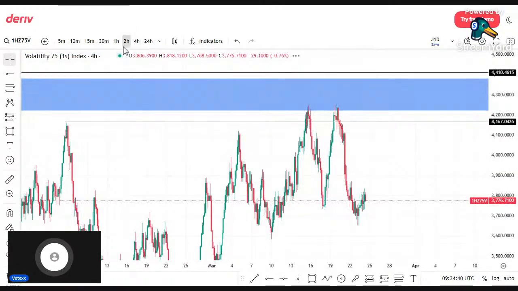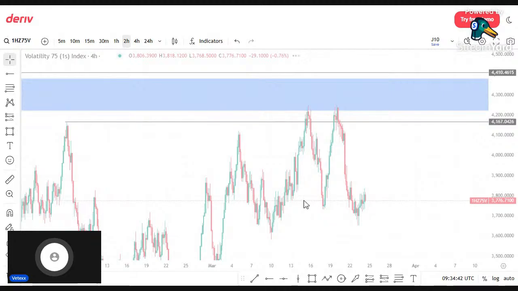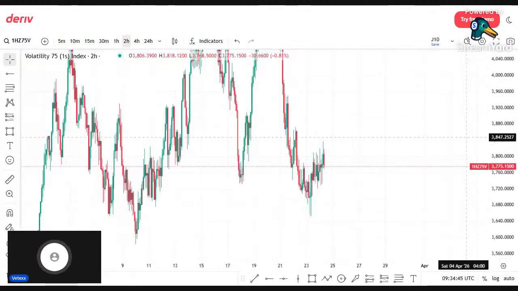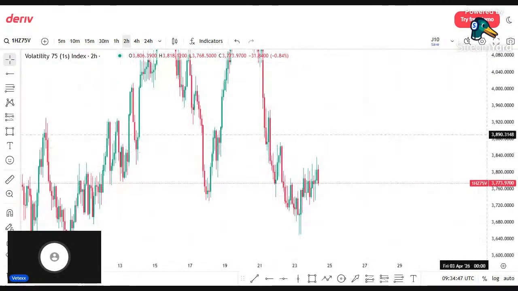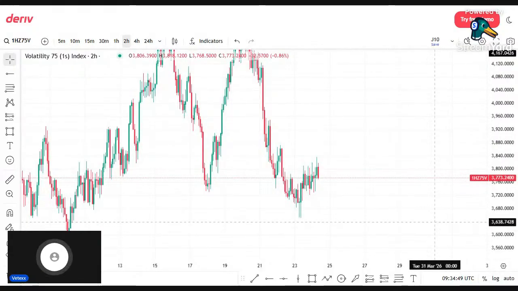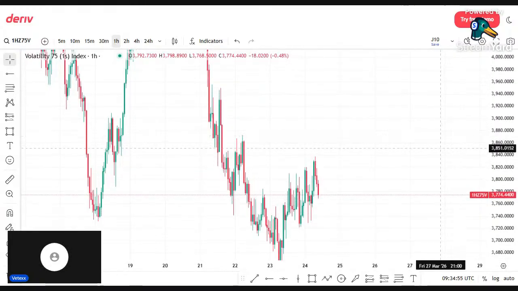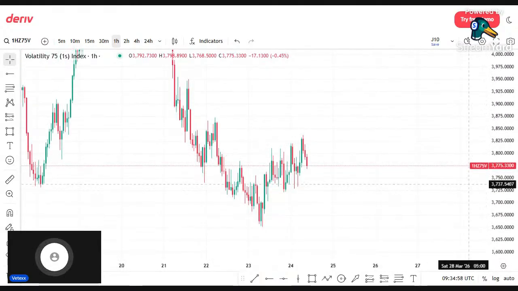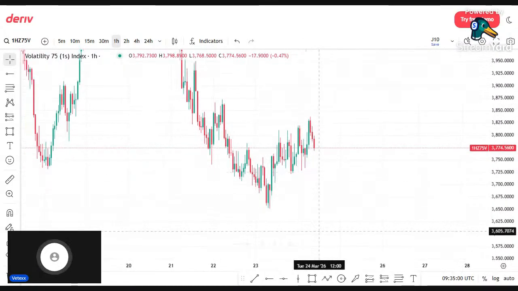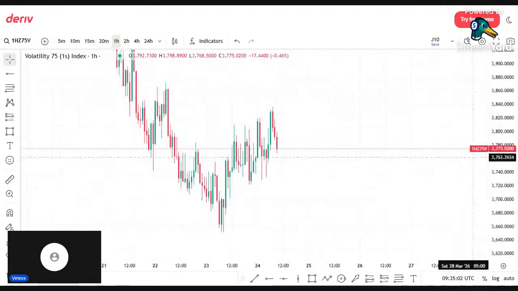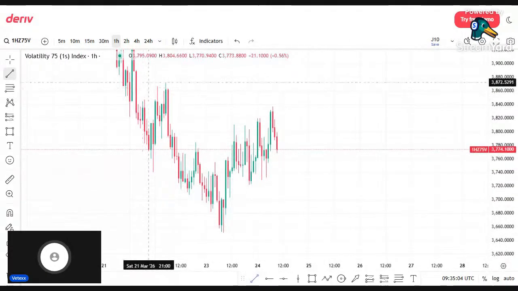We'll go to the 2-hour time frame and check if there is any recent POI that we can anticipate at the moment. Currently we don't have a recent point of interest, but if I go to the 1-hour time frame, do we have anything that we can work with? On the 1-hour time frame, we have this sweep of liquidity. We have a sweep of liquidity, which is this.